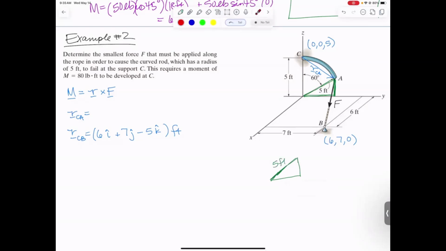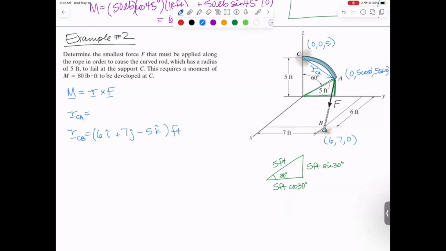And this angle up here is 60 degrees. So this little angle right there looks like it's going to be 30 degrees. So I have a 30, 60, 90 triangle, and I know the hypotenuse. So this side over here will be 5 feet sine 30, and this side down here will be 5 feet cosine 30. And now I know the coordinates of point A. Point A is located at 0 in the x. You have to go over 5 cosine 30 in the y, and finally up 5 sine 30 in the z.